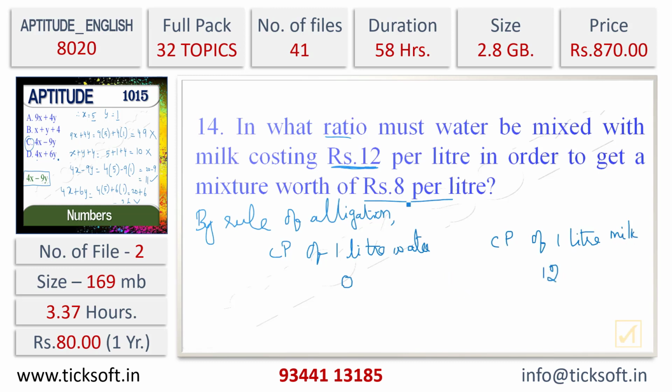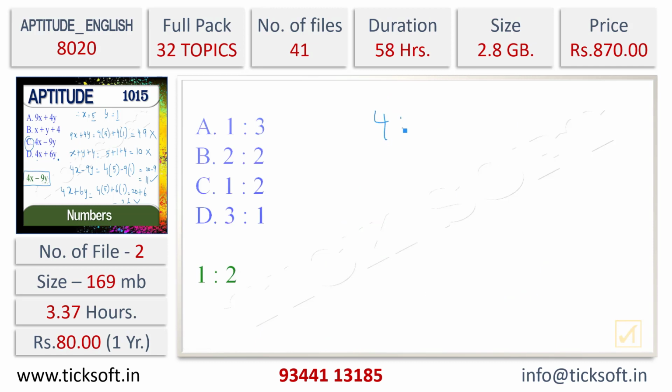And now we know that the cost price of the mixture, that is the mean price, is equal to rupees 8. So first we have to subtract these two values. So we get 12 minus 8 equal to 4. And now we have to subtract these two values. Then what will we get? 8 minus 0 is equal to 8. So therefore what will be the required ratio? The required ratio will be equal to 4:8.